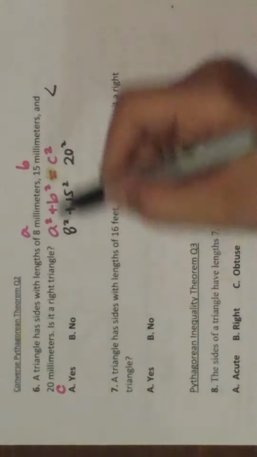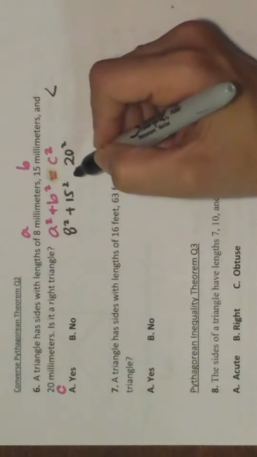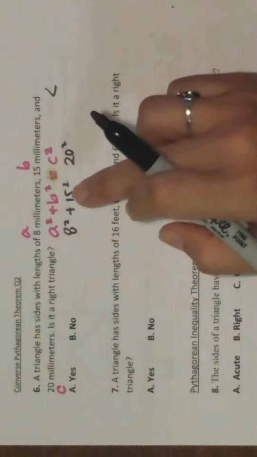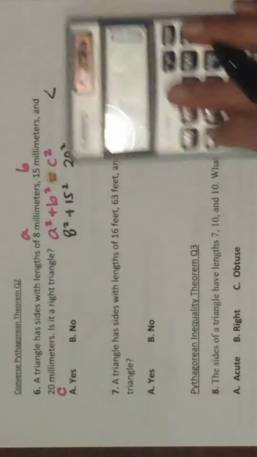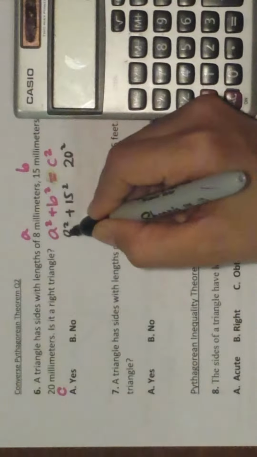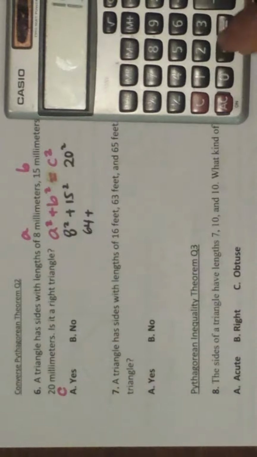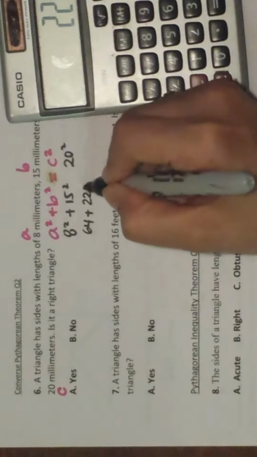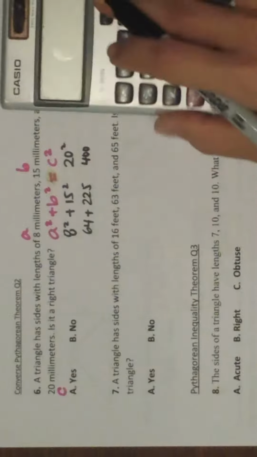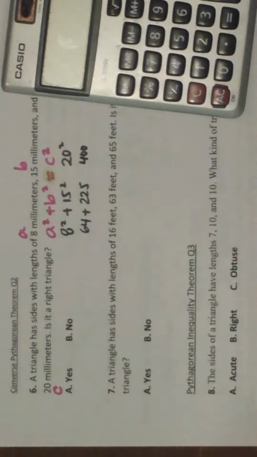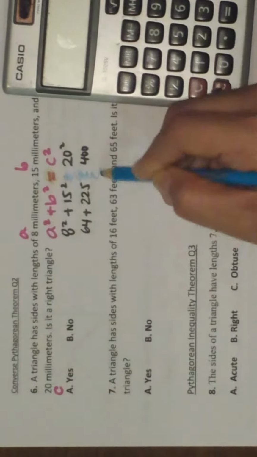All right, so just to prove if it's a right triangle, we need to check if it's equal. So if I square this and add it to this squared, is it equal to 20 squared? So you just take your calculator and do that. 8 squared is 64, plus 15 squared is 225. And is that equal to 20 squared, which is 400? So that's what I'm checking. Are they equal?